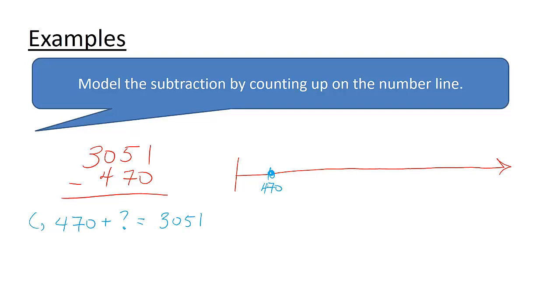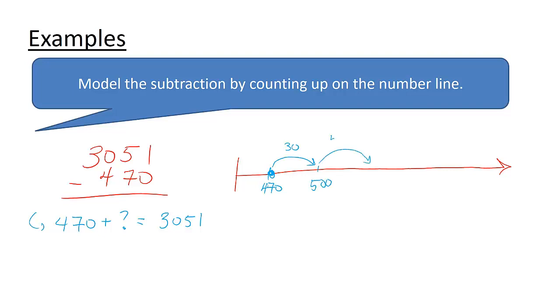So I'm really thinking, if I start at 470, how much more do I have to add to get to 3051? And now I'm going to start adding some jumps on my number line. The first jump I'm going to choose is a jump of 30, and that's going to get me to a nice round number of 500.